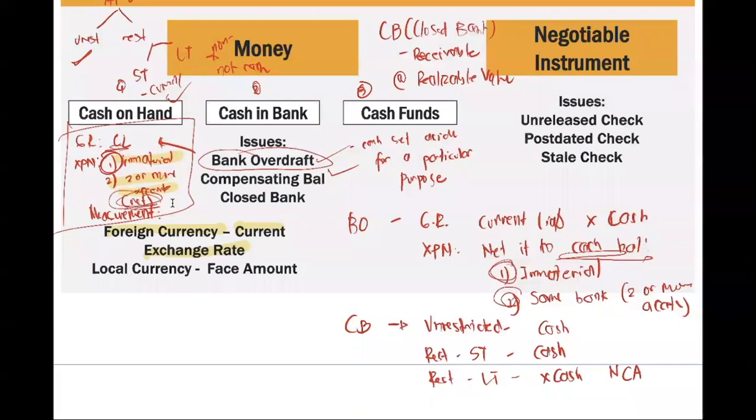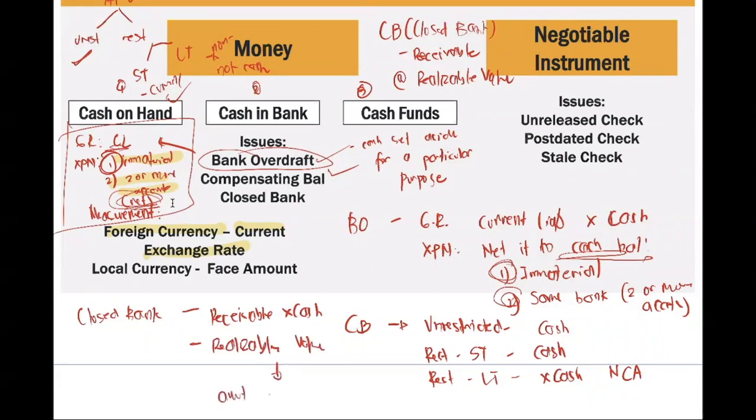Okay? And then the last issue in your cash in bank is your closed bank. What is our treatment of your closed bank? It is considered a receivable, not cash. How do we report it? At its realizable value. Sir, what do we mean by realizable value? This is the amount that you will receive out of your deposits.